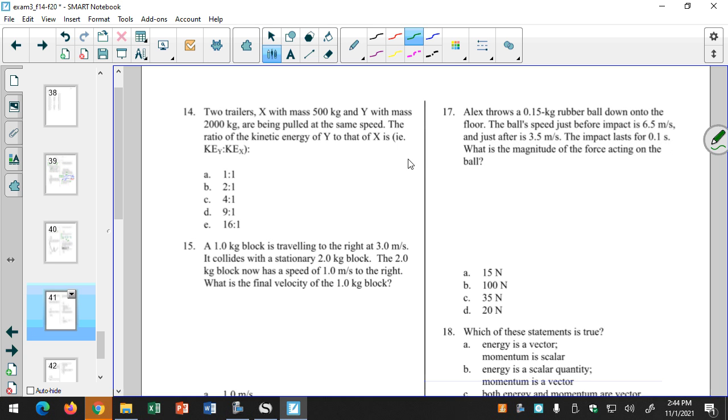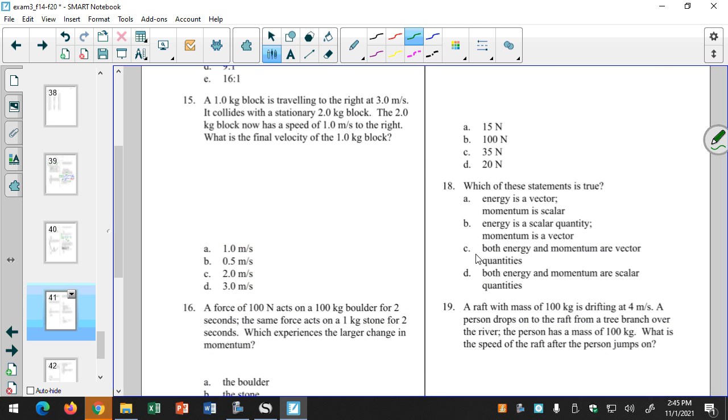Two trailers have different masses, 500 to 2,000 kilograms, and they have the same speed. What is the ratio of the kinetic energy of Y to X? Well, Y has the bigger energy, X has the smaller energy, so the ratio is going to be what? 4 to 1, right, because this mass is 4 times this mass. See that? That's a good standardized test question. MCAT, GRE, that sort of thing. They like to do ratios on those exams.